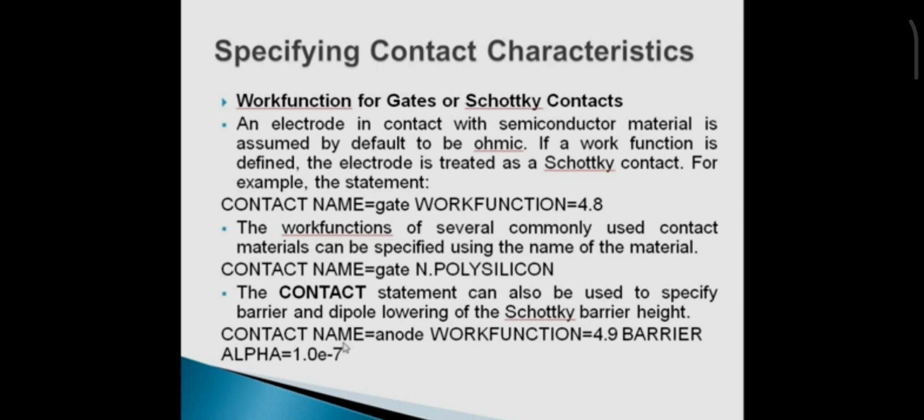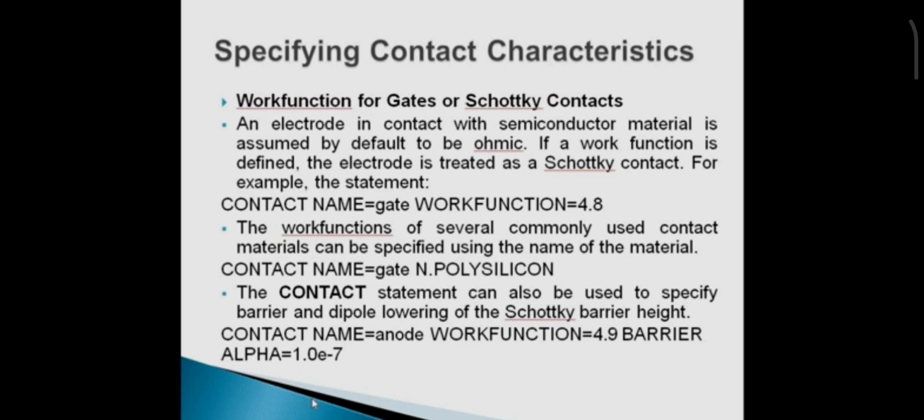One more thing, aluminum contact on heavily doped silicon is usually ohmic. For this situation, don't specify a work function. The contact statement can be used to specify barrier and dipole lowering of the Schottky barrier height. To enable barrier lowering, specify the barrier parameter, while dipole lowering is specified using the alpha parameter.